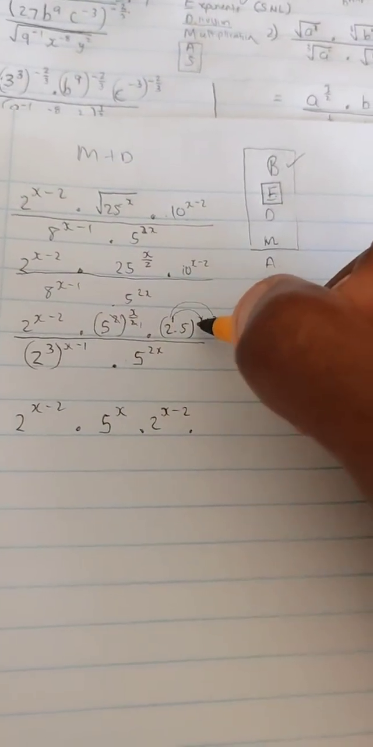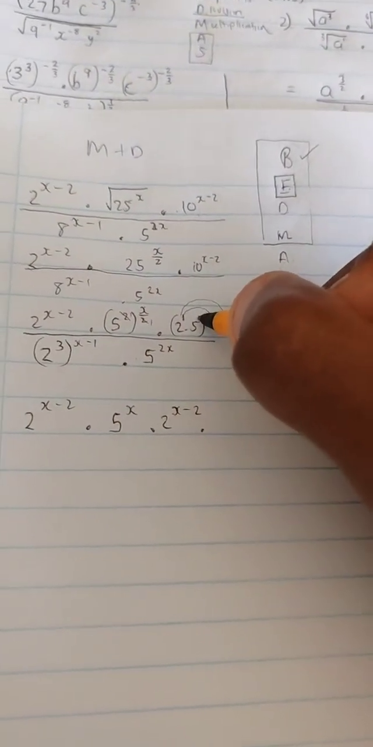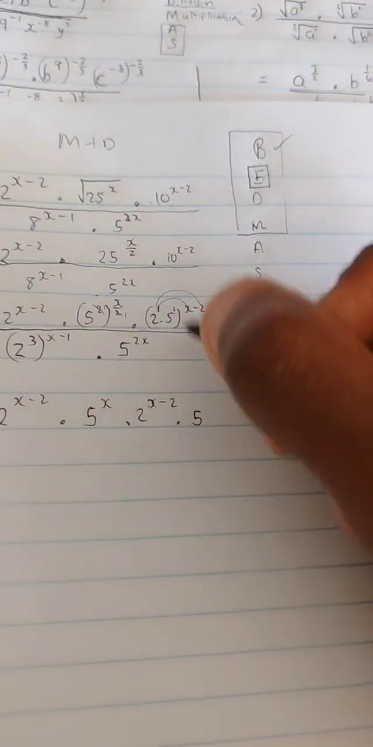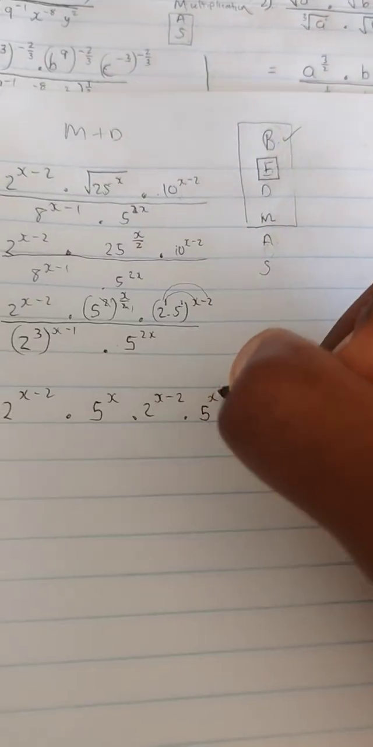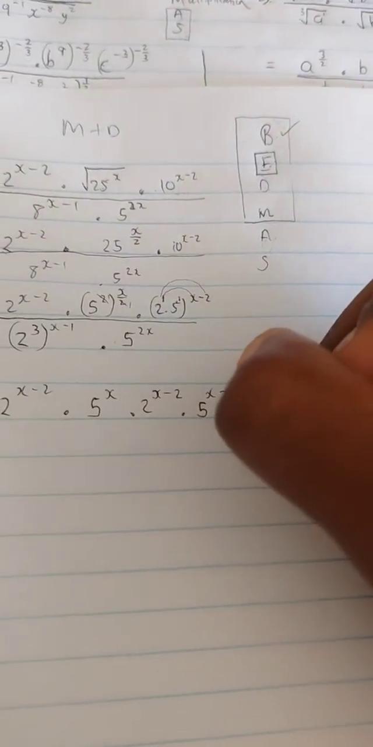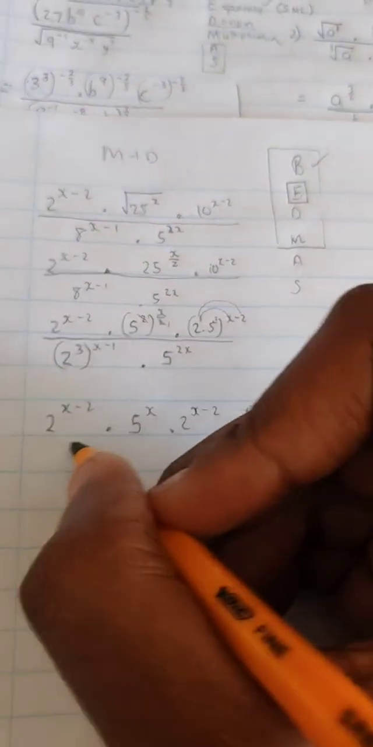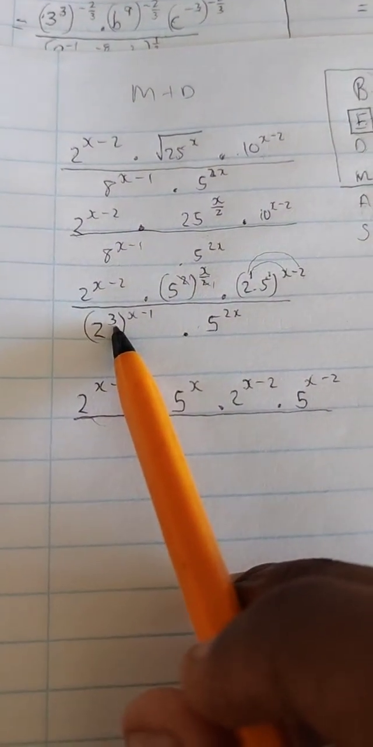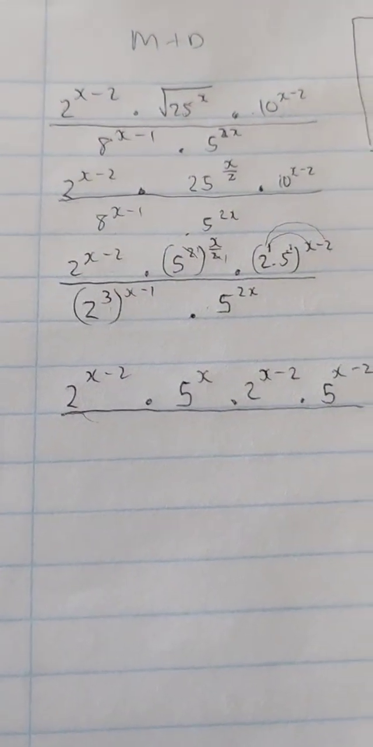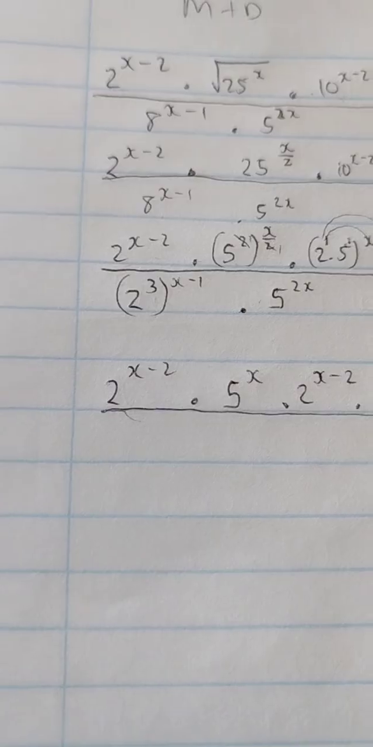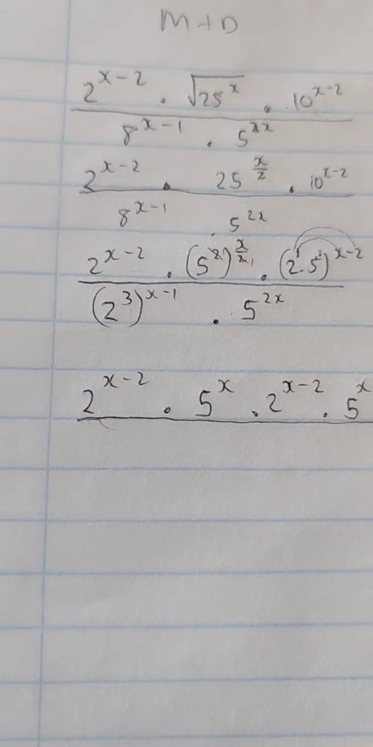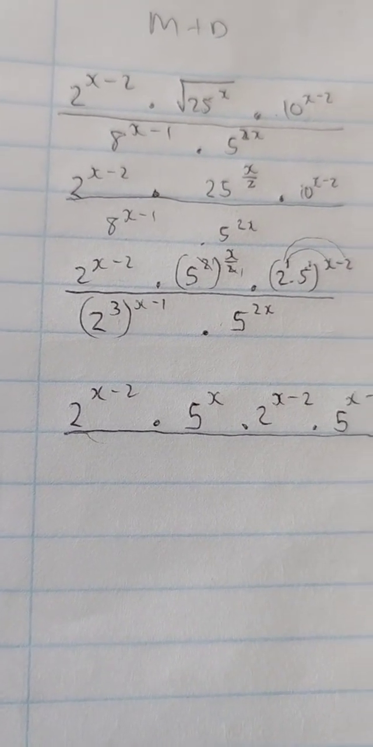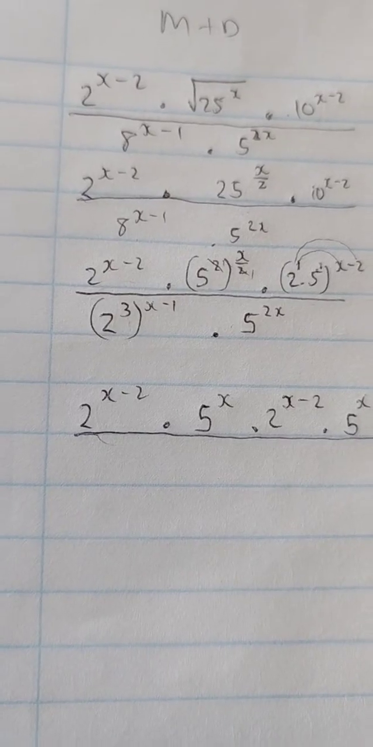The 5, we do the same thing. There's a 1 here. So it's going to be 5 to the power 1 times x is x, 1 times negative 2 is negative 2. All over what? Do the same thing here. So my chat, what will be the answer there? Let me see. 2 to the power 3 raised to the power x minus 1.